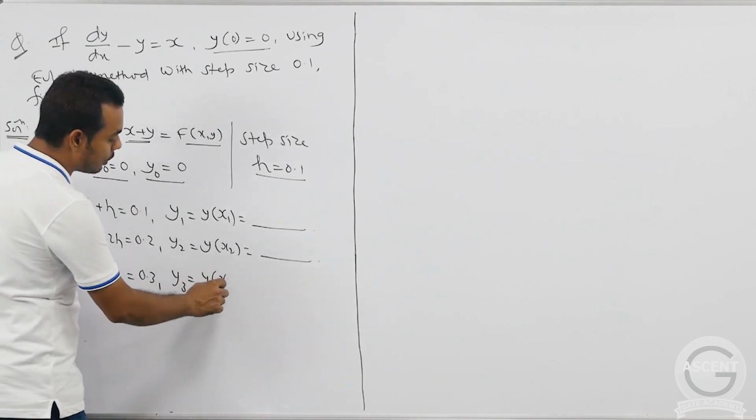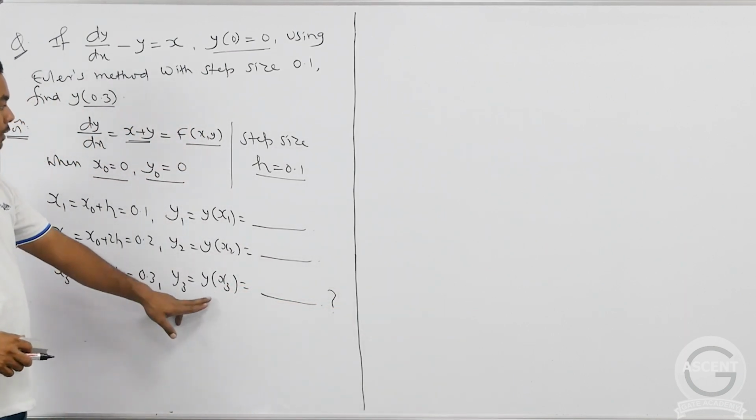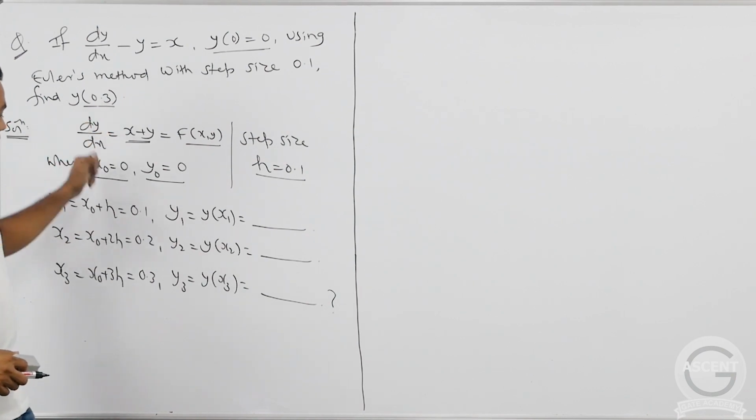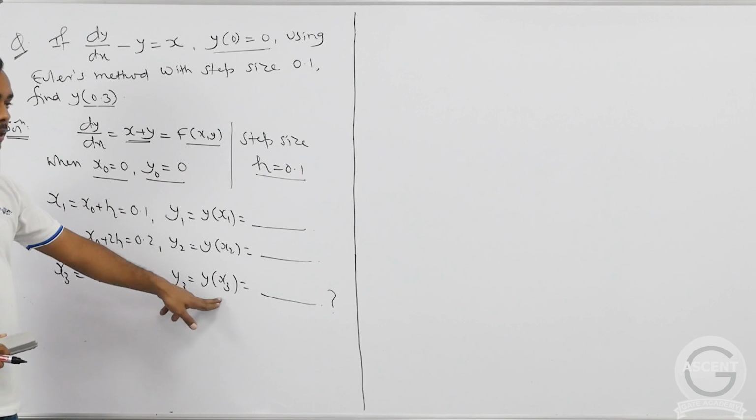y3 will be y of x3. Ultimately this y of x3 we have to calculate. We have to calculate y of 0.3, since x3 is nothing but 0.3. So in 3 stages we have to find the value of y of x3.